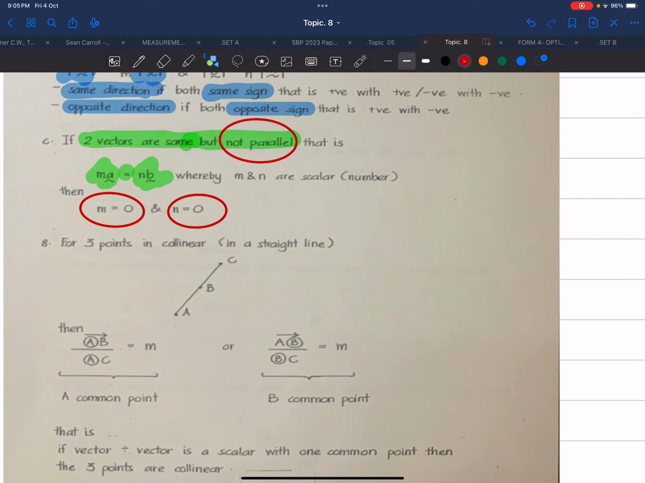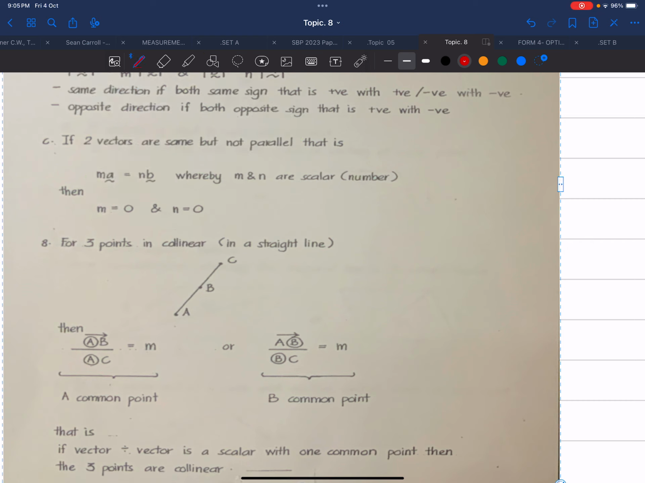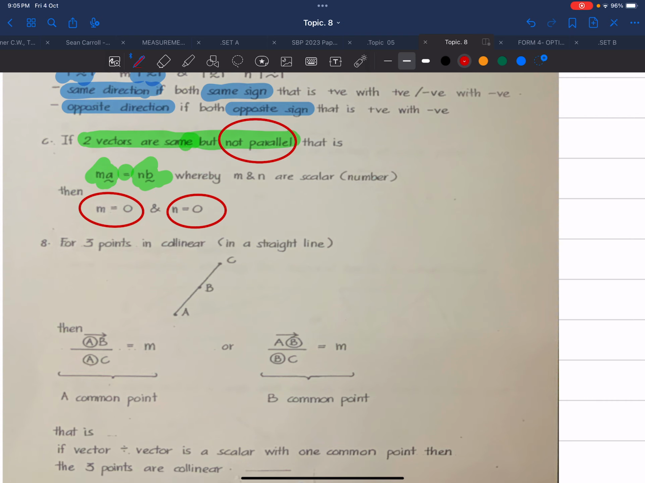I give you a simple example. Let us say I have a simple example regarding this. I have (x plus 1) vector A equals to (y plus 3) vector B. And we are given that the A and B are not parallel.